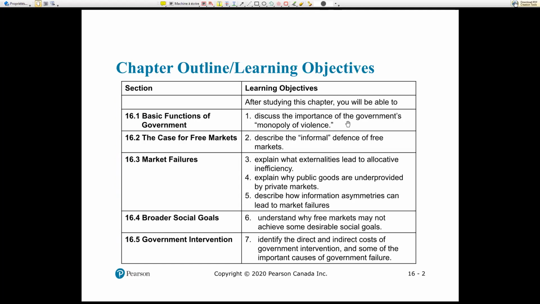So first of all, why would the government have a monopoly on violence? So basically control the police, control the army. Why is that important for the economy in general? Then the case for free markets. So why do free markets work as well as they work? I know that many people think they don't work well, but actually then ask yourself, would you like to go to some other place where there is no free market?